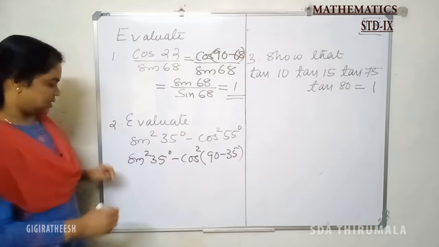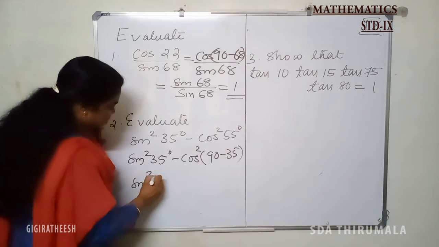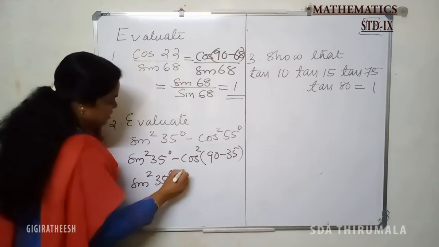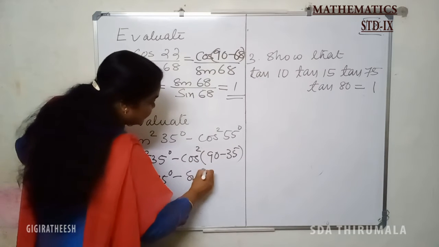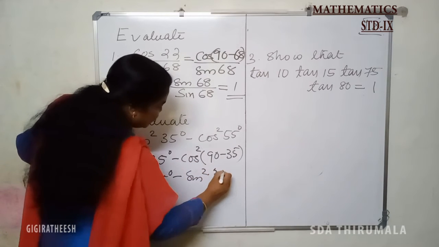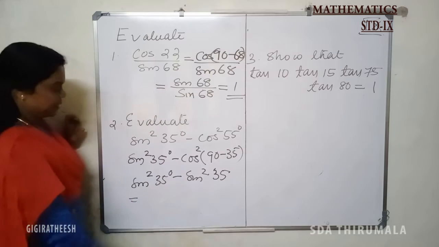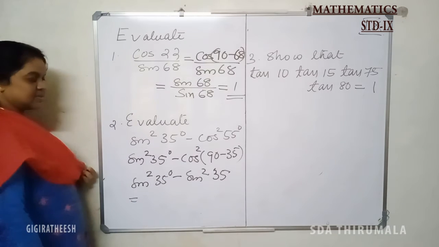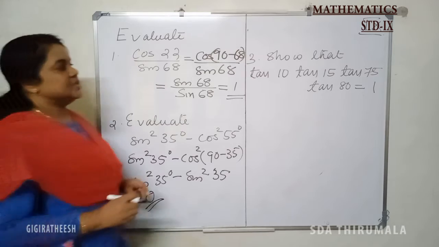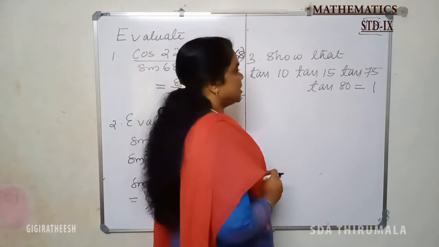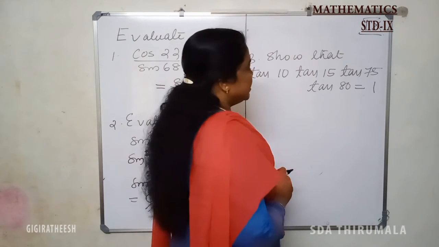That is sin square 35 degree minus cos square of 90 minus 35. Cos 90 minus theta is equal to sin theta, so that is sin square 35 minus sin square 35, which is equal to 0.